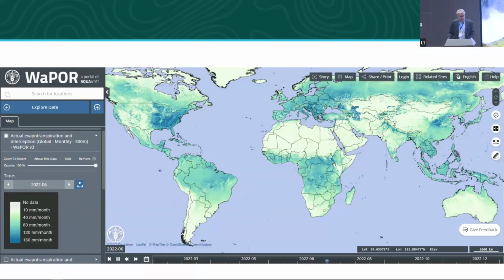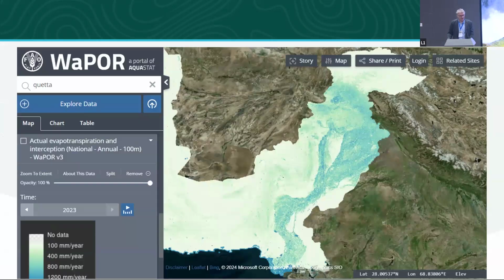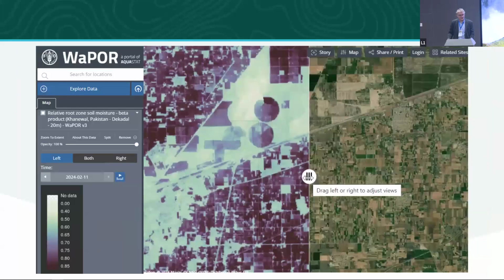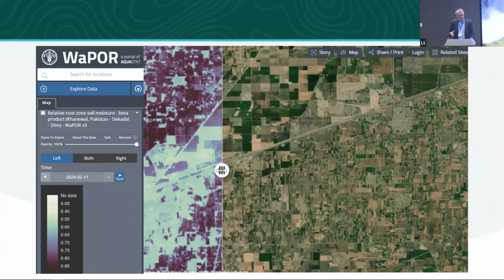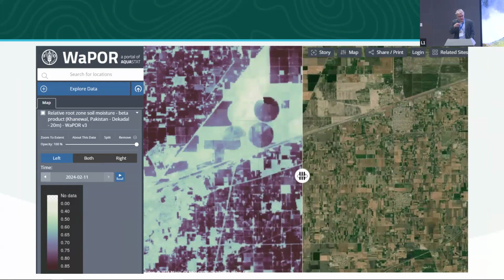So the next one. This is Pakistan, for which we have data at 100 meters, and this is the field level data that we provide. And here you can see the near real time data. This is on soil moisture, where you see the coming up of the central pivot irrigation system, which you will not see on the map below it, which is a static map from Bing.